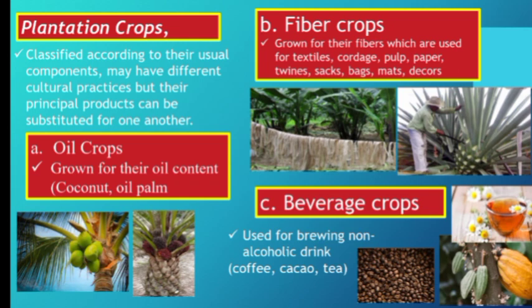They are grown for their fibers, which are used for textiles, cordage, pulp, paper, twines, sacks, bags, mats, decors, and others. We have abaca and maguey. Third are the beverage crops. They are used for brewing non-alcoholic drinks like coffee, cacao, and tea.